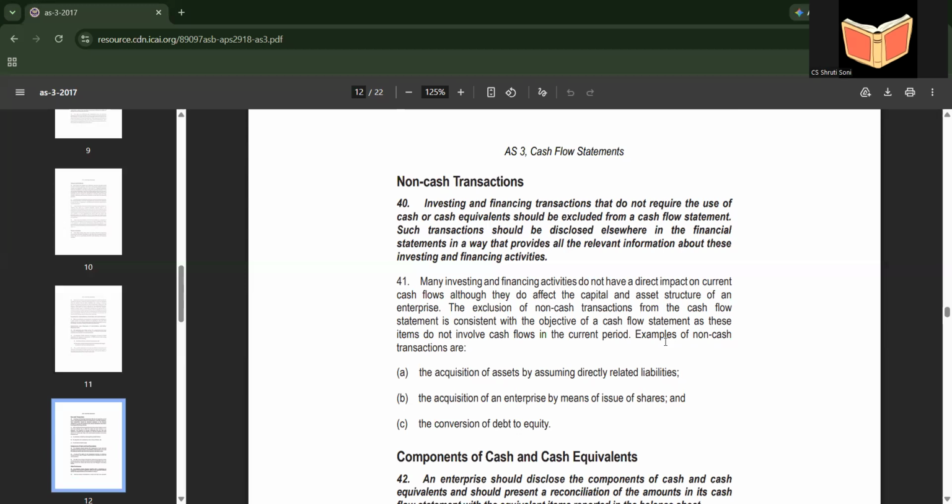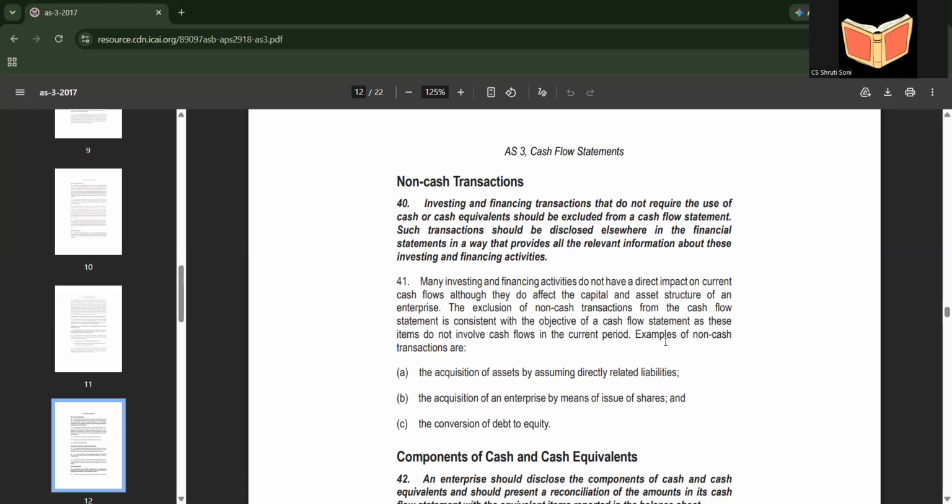Then conversion of debts to equity. So you're not paying cash. The point is that I'm acquiring your enterprise and I'm just giving you my shares. So again, it's a non-cash transaction. It's an important investing transaction, but not involving any cash.